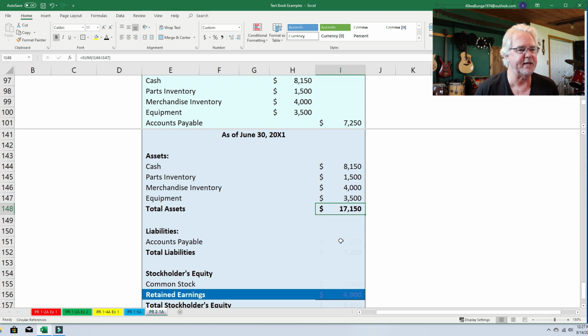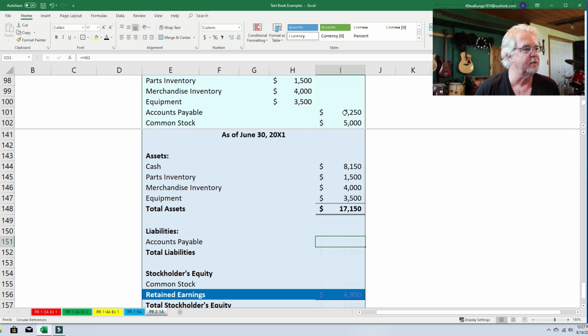Liabilities, coming down here to accounts payable. Well, accounts payable is 7,250. There you go. And folks, that's the only liability. He only has one bill here, 7,250. So that's the total. Coming down here to stockholders' equity.